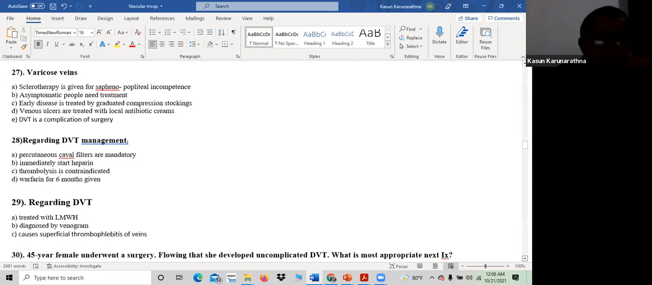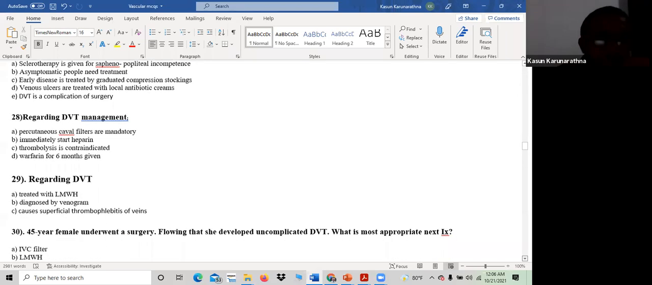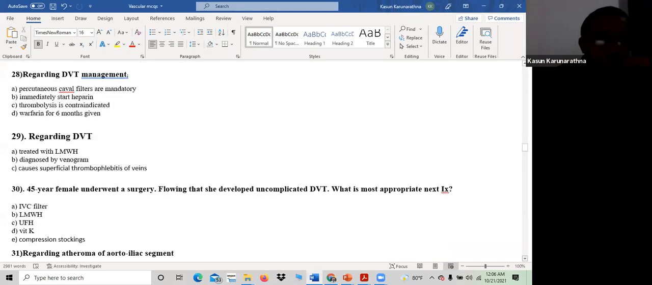Regarding DVT, treated with low molecular weight heparin, diagnosed by venogram. You can do a venogram and diagnose, but we don't usually do it. Causes superficial thrombophlebitis. Again, yes, it's a complication of DVT. All are true.